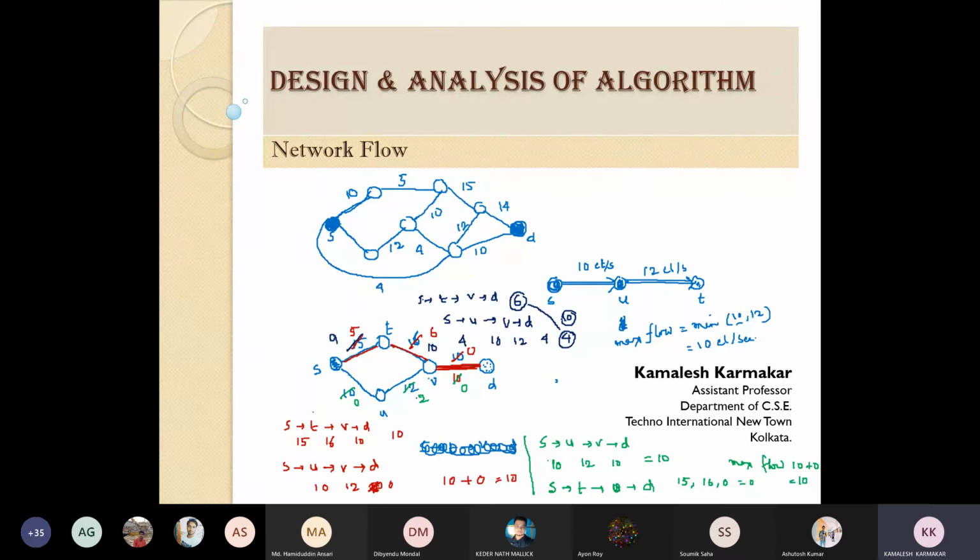Okay. So this is the purpose. We are going to learn one algorithm which is known as the network flow algorithm. The purpose is, in a network, if there is a single source and a single sink, we have to calculate the maximum flow from this source to the sink. There are lots of different applications of this. We'll discuss some of the applications later.